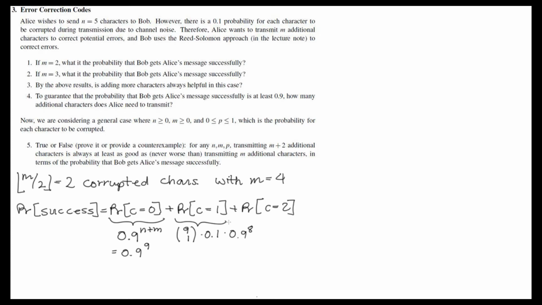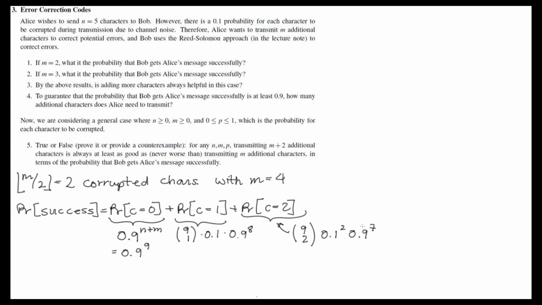And now the probability that C equals 2, by very similar logic to the C equals 1 case, we're going to have 9 choose 2, because now there are 2 different bits we can choose to be corrupted. Then 0.1 squared probability, because we need the probability for each of these 2 bits to be corrupted, times 0.9 to the 7 for the other bits to not be corrupted.